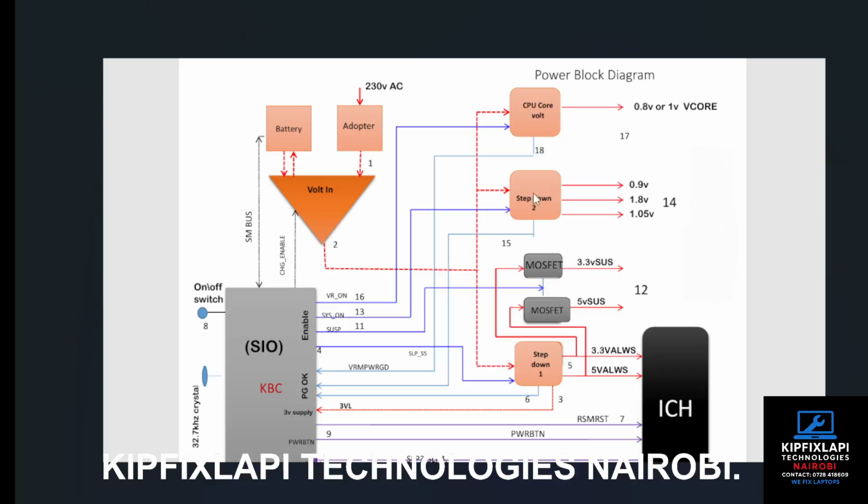So at step down 2, we can have several voltages depending on the RAM type we have. As you can see here, this step down 2 supplies the voltage for the DDR3. So this 1.8 voltage is the operating voltage. As you can see, this is 0.9 voltage, so this is the terminating voltage.